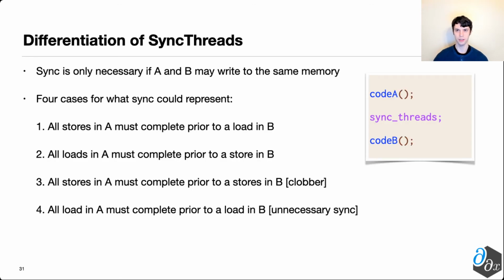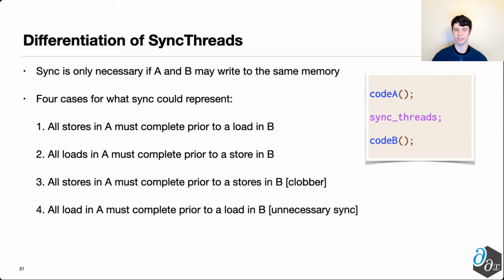From here, we have enough of the framework necessary to talk about differentiation of more high-level functions, in this case, that of SyncThreads. So let's talk about exactly what SyncThreads is and why it might be necessary in this code. A sync is only necessary if we want to ensure that all of the code in code A finishes prior to all of the code in code B executing.